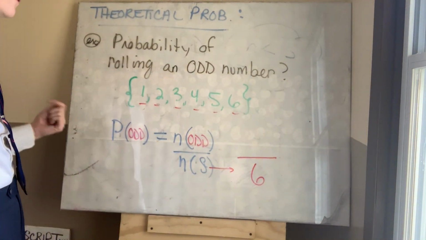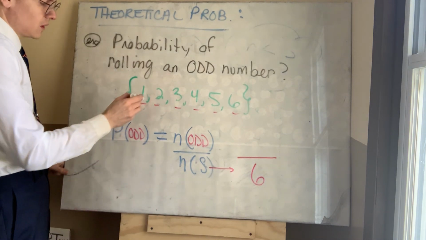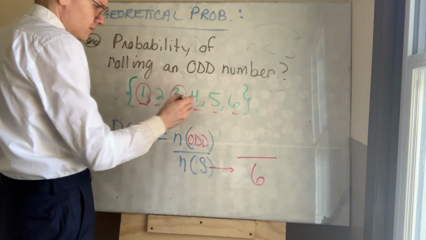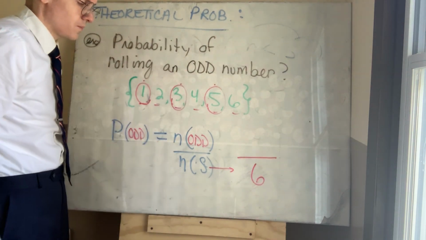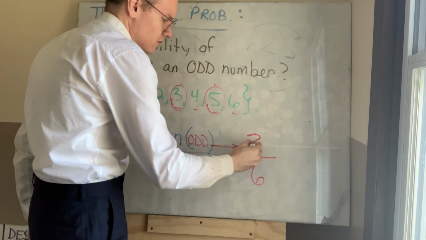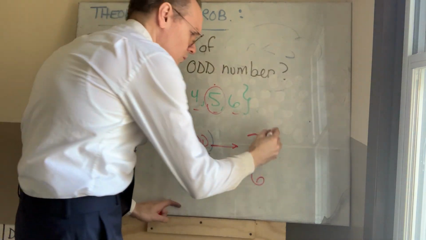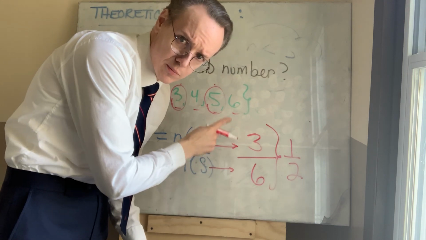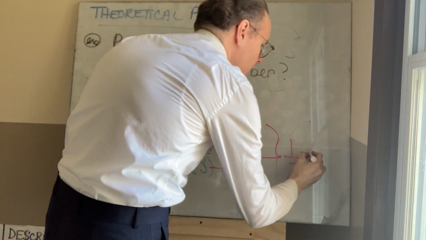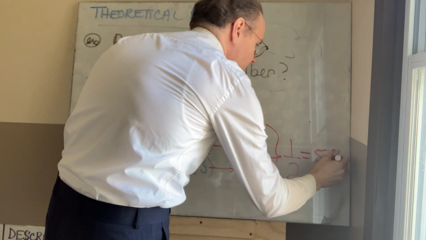The number of things that are odd. 1 is an odd number, 3 is an odd number, 5 is an odd number. How many are there? 3. So 3 out of 6, which is really a half. Which is really the same as a percentage, 50%.